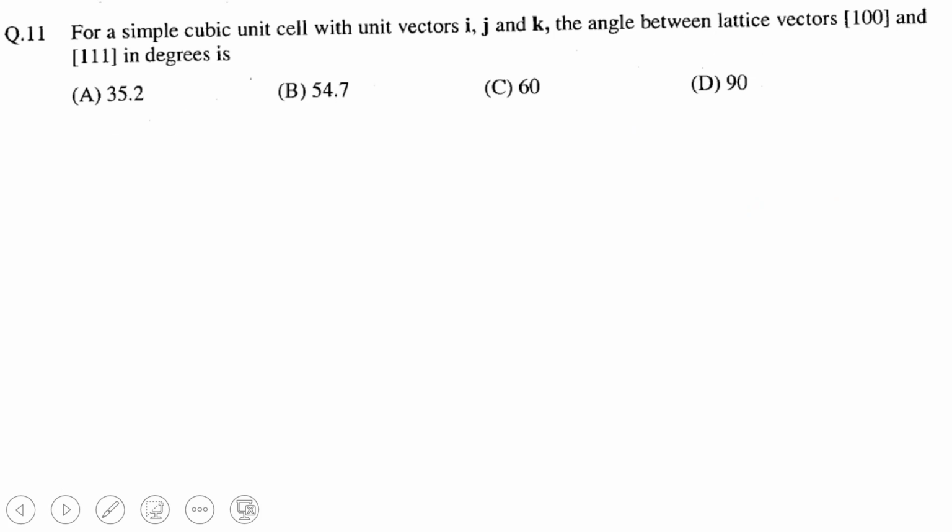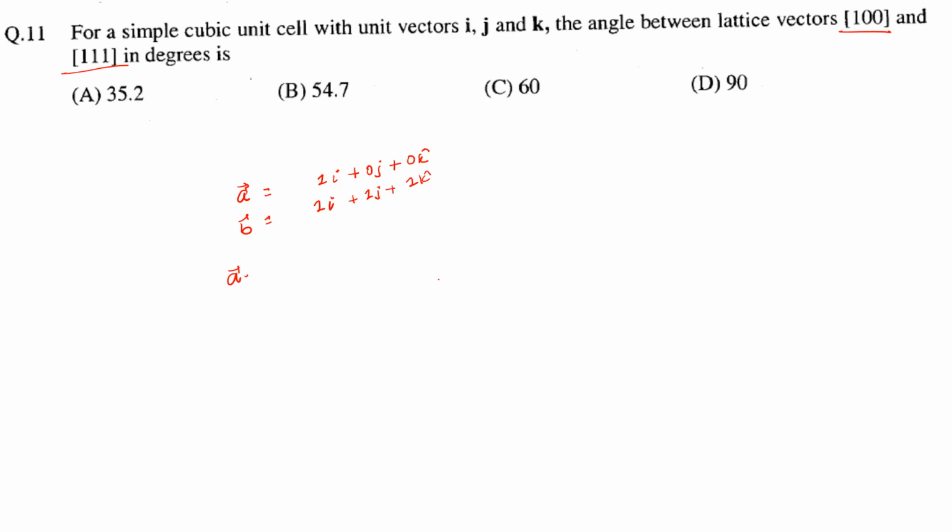Next, for a simple cubic unit cell with unit vectors i, j, k, the angle between lattice vectors [1 0 0] and [1 1 1]. So right, these are some unit vectors. Okay, the angle between the vectors 1, 0, 0, we can write it as 1i plus 0j plus 0k, right? Let us write this b vector as 1i plus 1j plus 1k, right? So what is the angle between them?